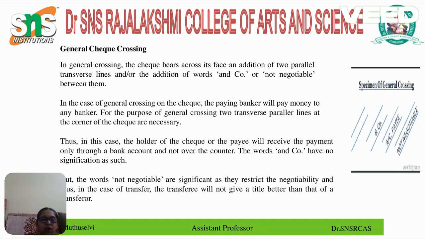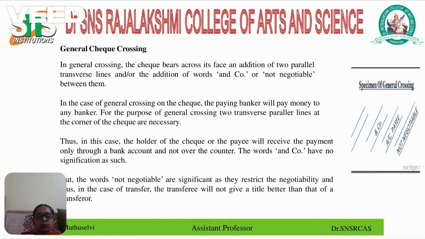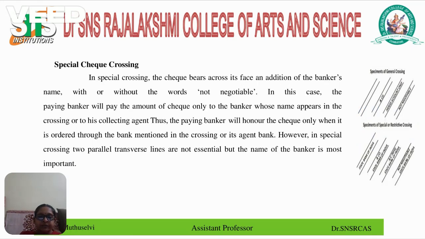The words and company have no significance, whereas the words not negotiable are significant, as they restrict negotiability, and in such a case the transferee will not get a title better than that of the transferor. That is the main thing: we have to include not negotiable or and company, and the words should be in the corner of the check.